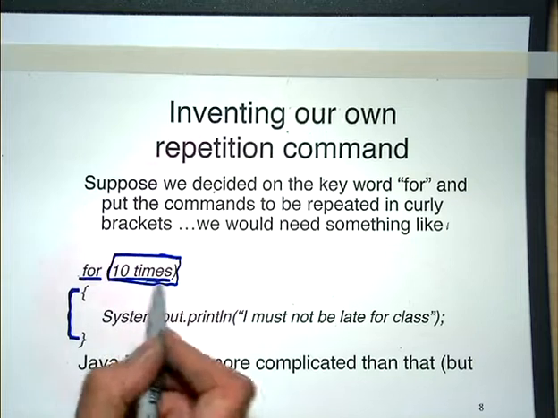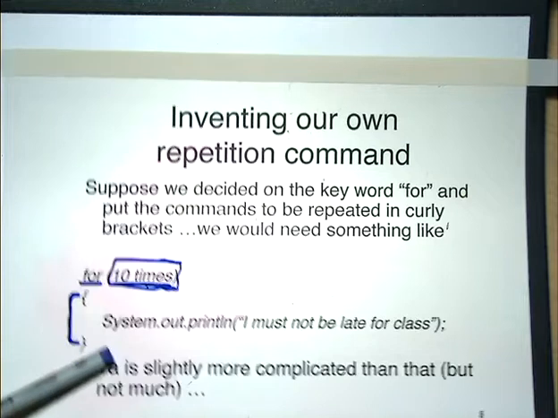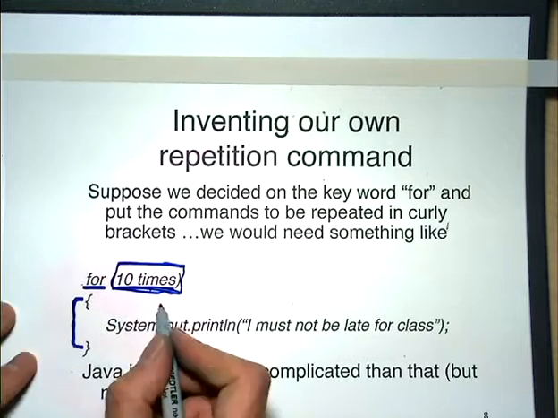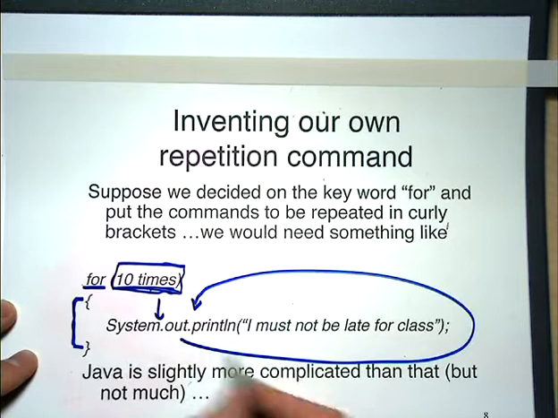That is something we're going to have to work on. Okay? So that's not quite how you do it in Java yet, but that's what we're trying to do. That's what it's going to mean: for some number of times, do this statement. And essentially what it's going to mean is do this statement and then come back and do it again, and come back and do it again.